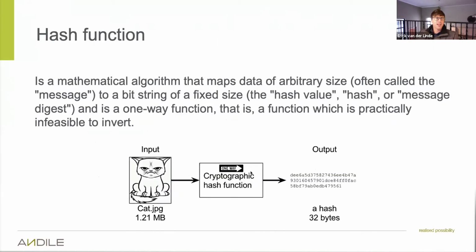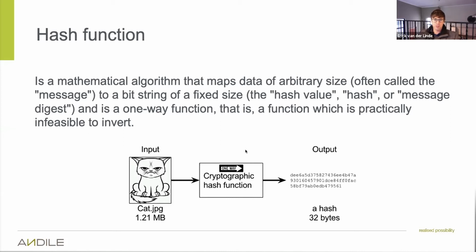So what is a hash function? If we look at the semi-formal definition provided to us from Wikipedia, it says that it is a mathematical algorithm that maps data of arbitrary size, which is often called the message or the input, to a bit string of a fixed size, which we call the hash typically. And it is a one-way function. So that is, it is a function which is practically infeasible to invert.